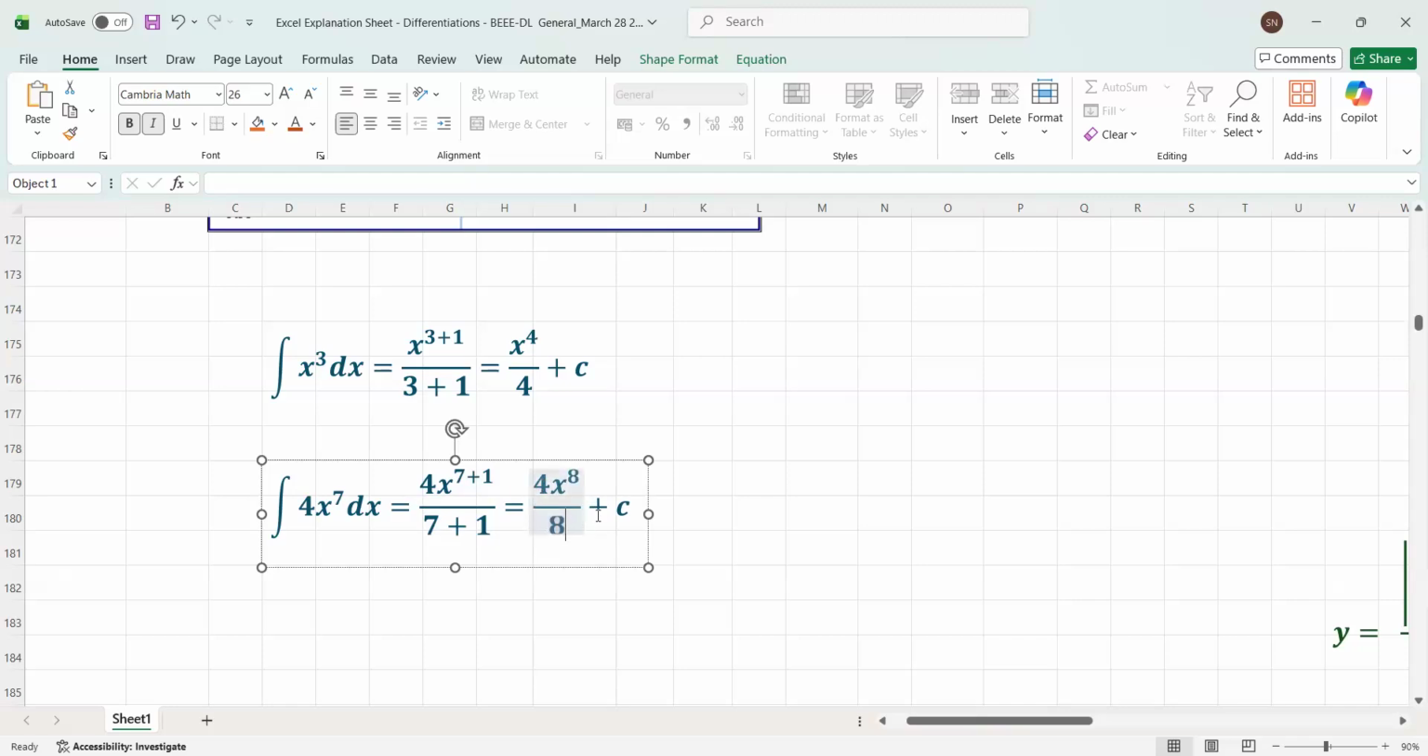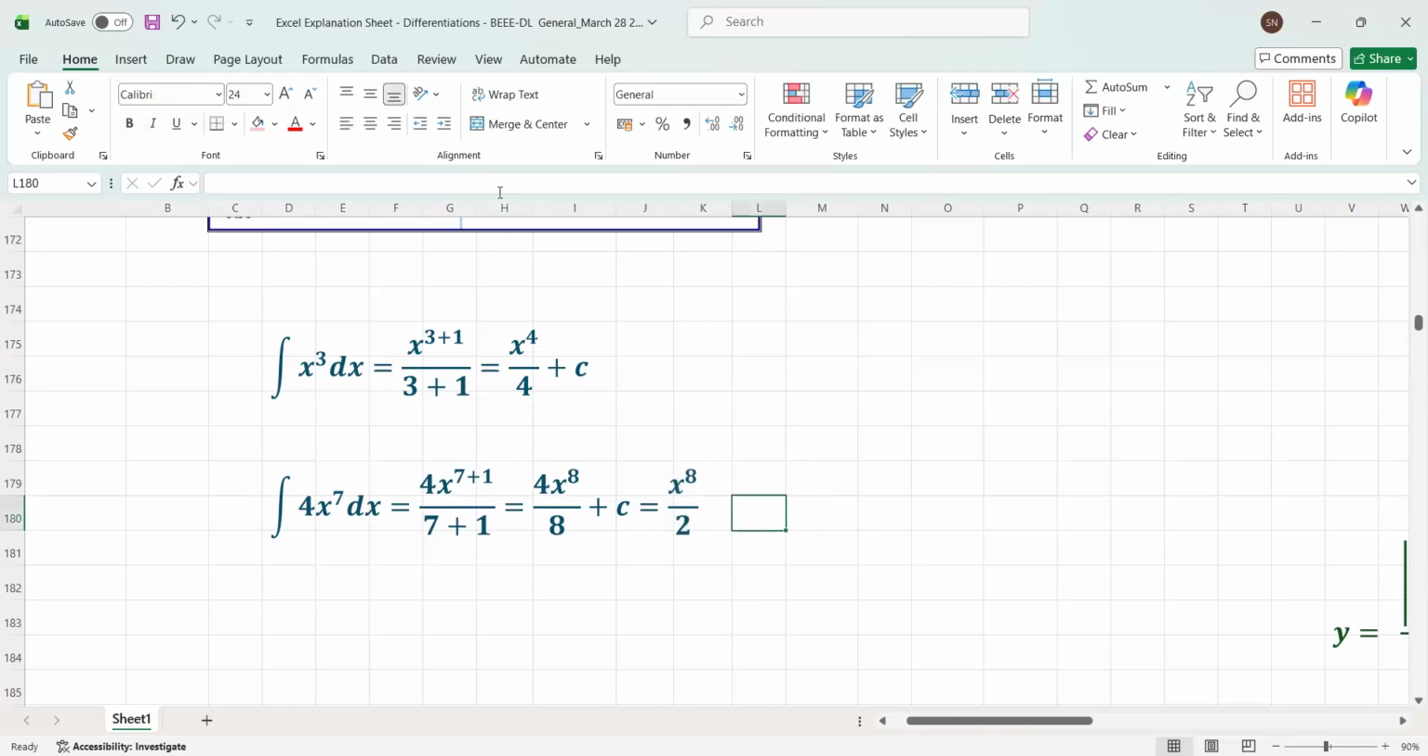In other words, if you want to simplify this further, 4/8 will give you half. Is that not it? 4/8 is going to give you half. So the numerator will become x to the power 8, all divided by 2, because 4 goes into 8 2 times.